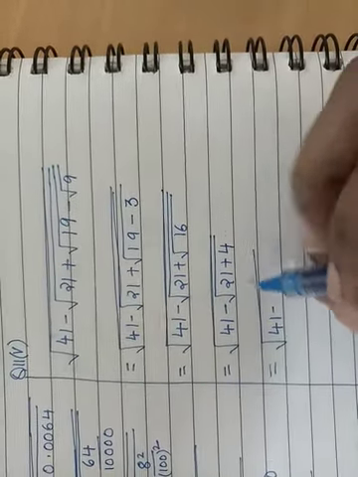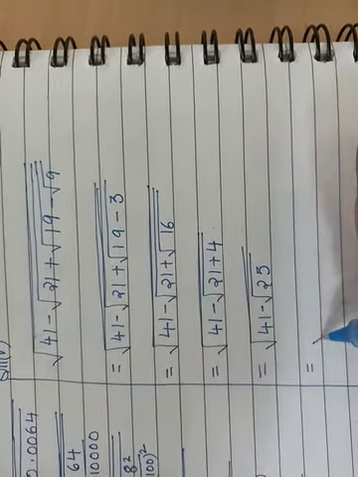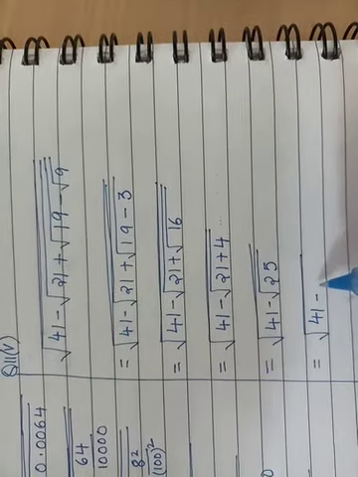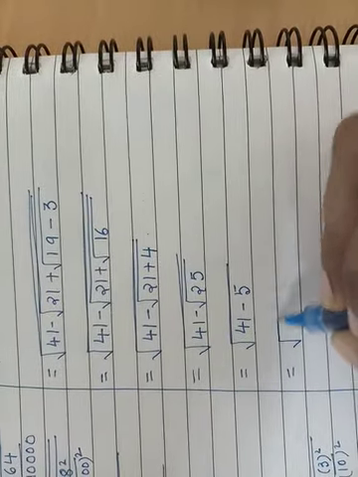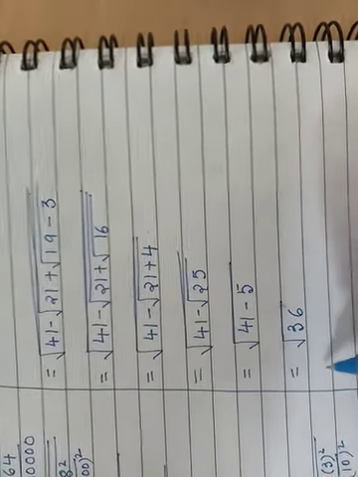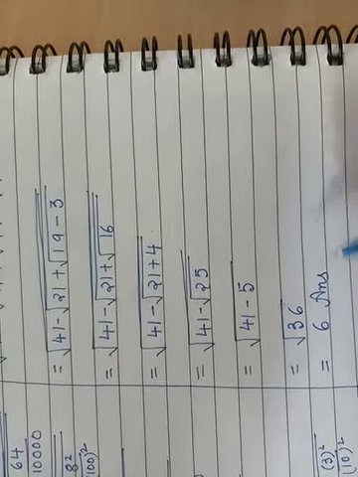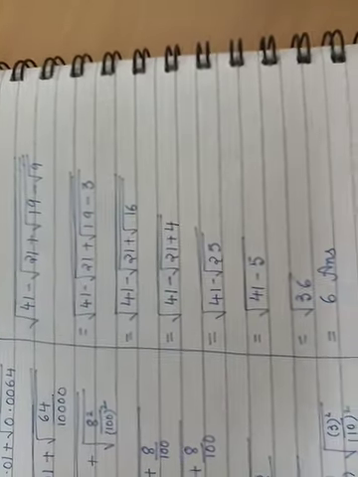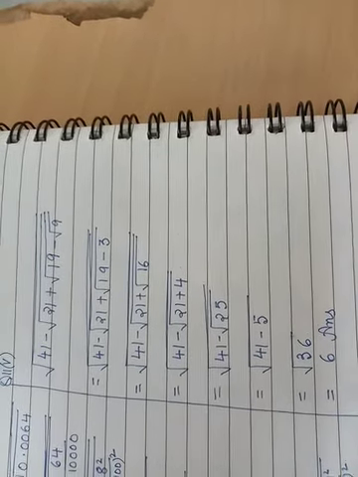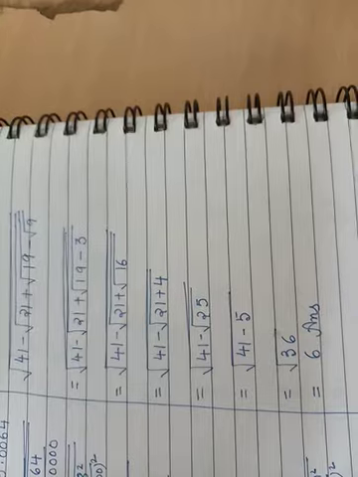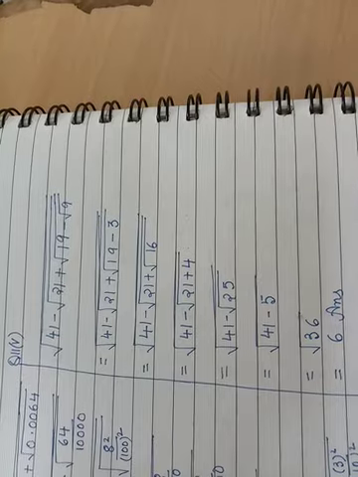Now 21 plus 4 will give you square root of 25. Square root of 25 is 5. 41 minus 5 will give you 36. 36 is square of 6. So this is the answer. Hope you have understood how to do question number 11, fifth part. So similarly, you can solve the remaining parts of question number 11. If you have difficulty in any subpart, I will discuss with you in the next session.